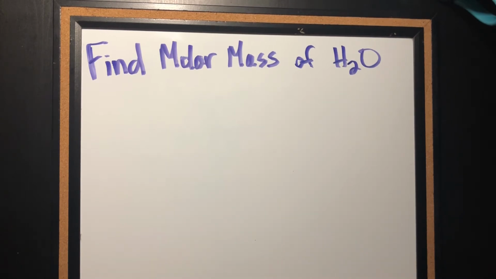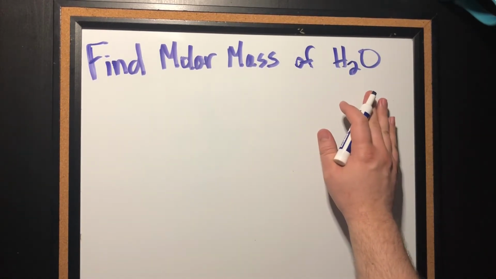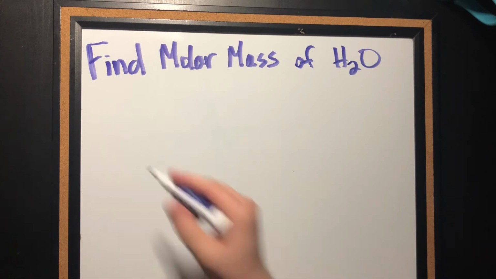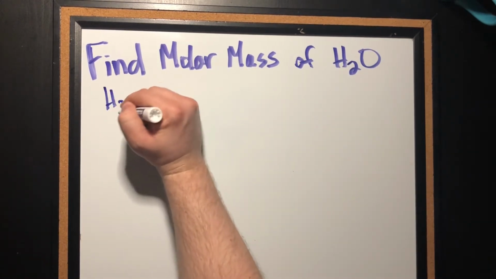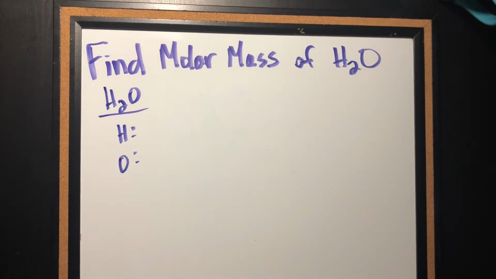The atomic mass on the periodic table is also the molar mass. They are the same number. So in order to find the molar mass of H2O, all we have to do is look at the periodic table, look at your atomic masses, and basically add them up. So H2O has hydrogen and oxygen.